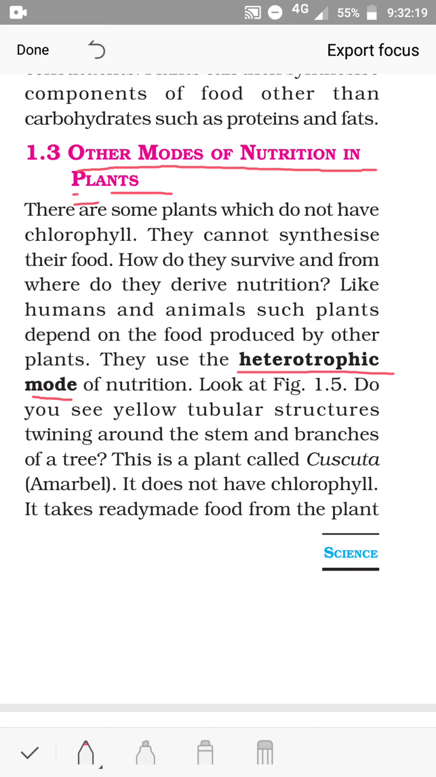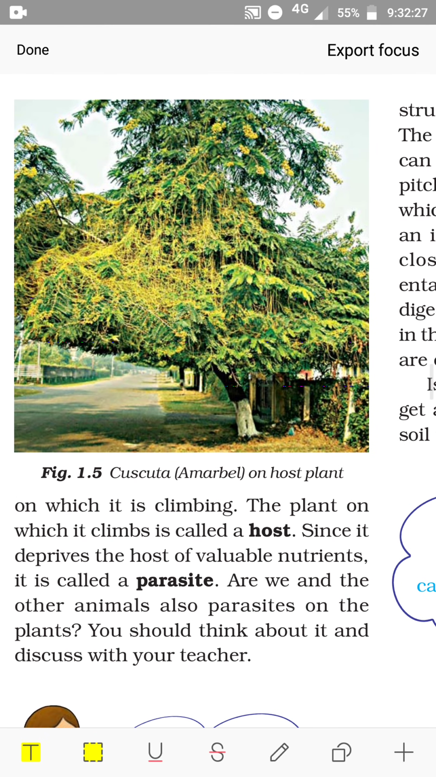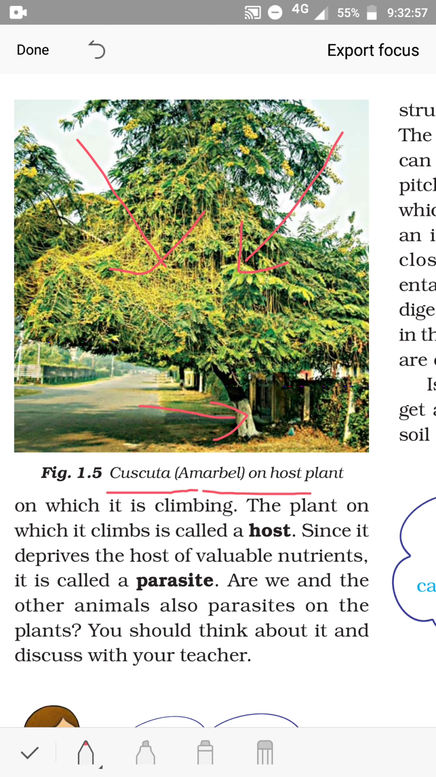So some of the plants show heterotrophic mode of nutrition. I'll show you a picture of a plant. There is a tree on which there is a yellow slender tubular structure which is turning around the tree. This yellow structure is actually a plant which is growing on this tree. The name of this plant is Cuscuta or amarbel, and it is growing on the plant.